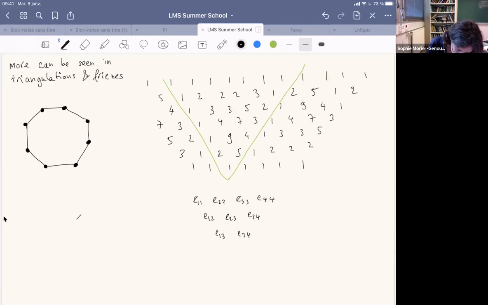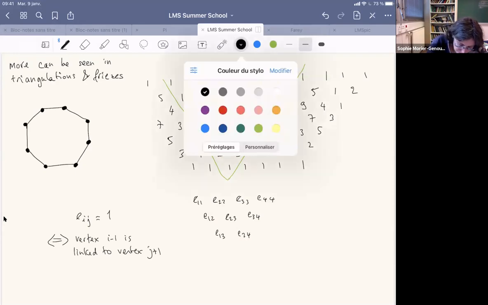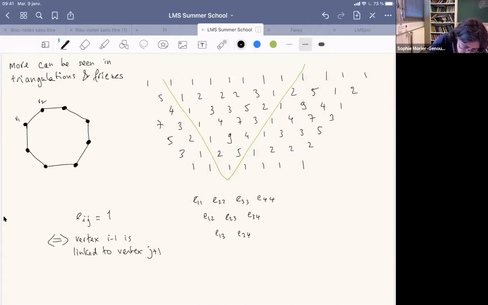Is that if one of these values equals 1, then in the corresponding triangulation, vertex I-1 is linked to vertex J+1. Okay, so let's do it. Suppose that this is your vertex 1, vertex 2, vertex 3, vertex 4, vertex 5, vertex 6, vertex 7, vertex 8. It's the same as vertex 0.